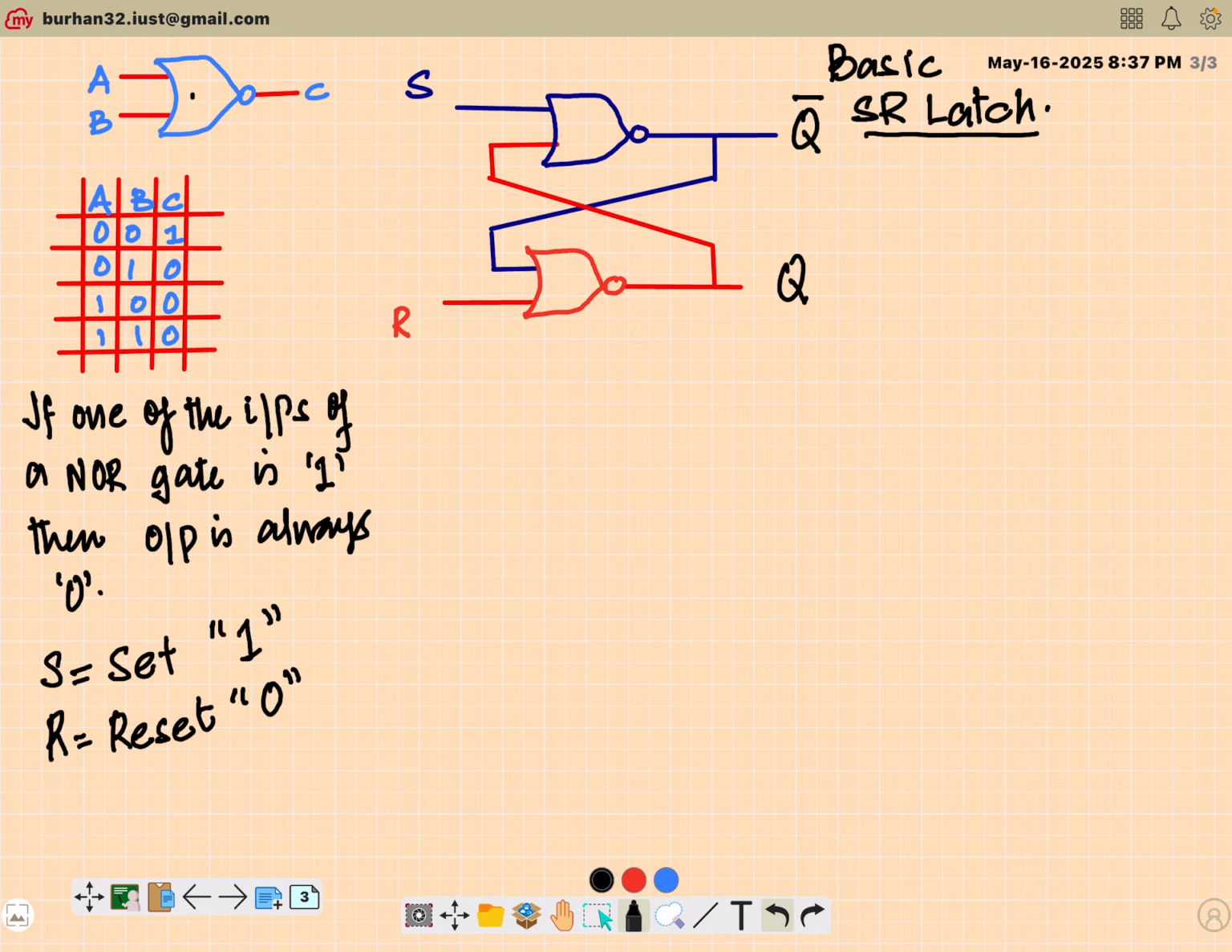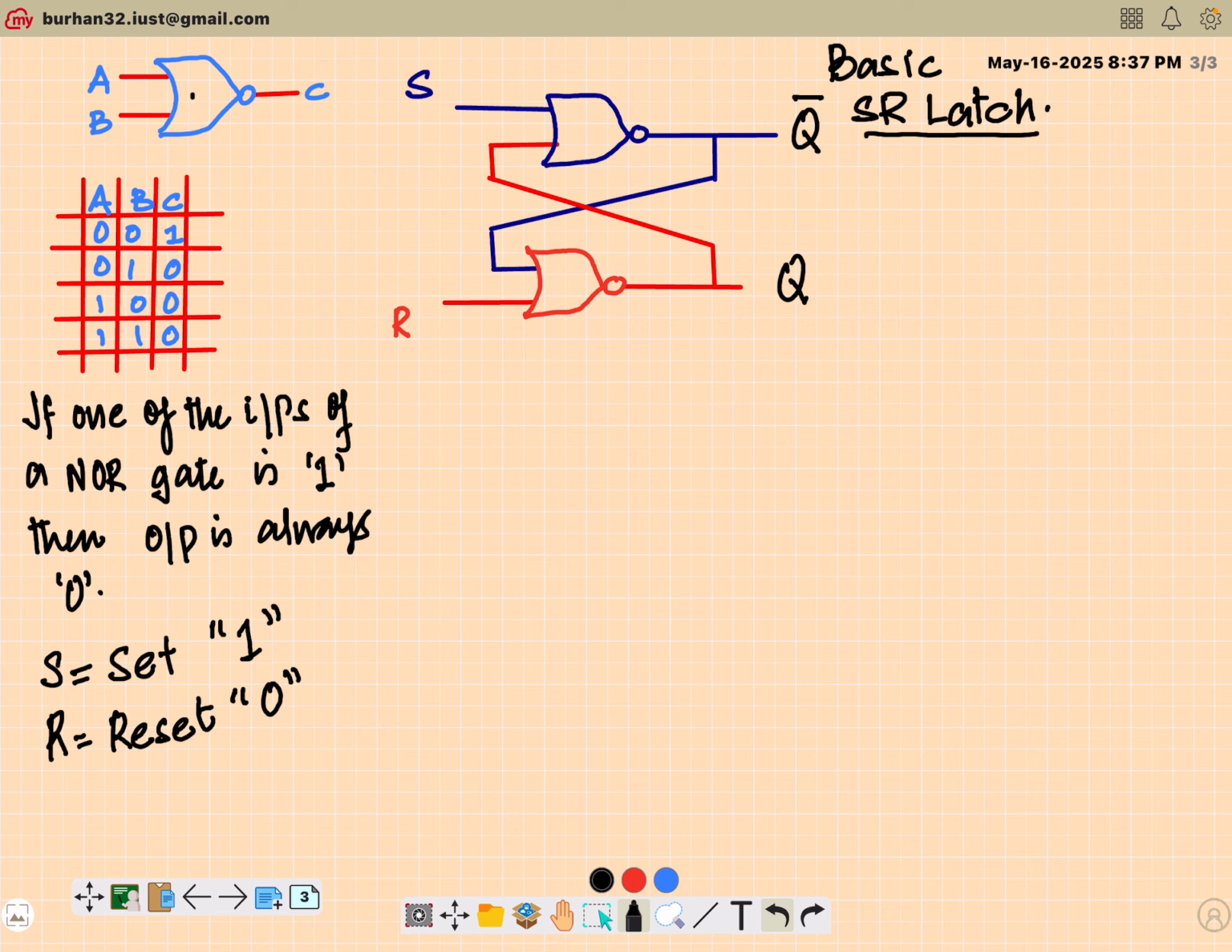So this is a simple circuit that I have constructed using NOR gates. It has two NOR gates. The upper one has one direct input that I'm calling S standing for set, and the lower NOR gate has a direct input R standing for reset. And then I have a kind of crisscross connection wherein the output of the upper NOR gate is fed back to the input of the lower NOR gate, and the output of the lower NOR gate is fed back to the second input of the upper NOR gate.